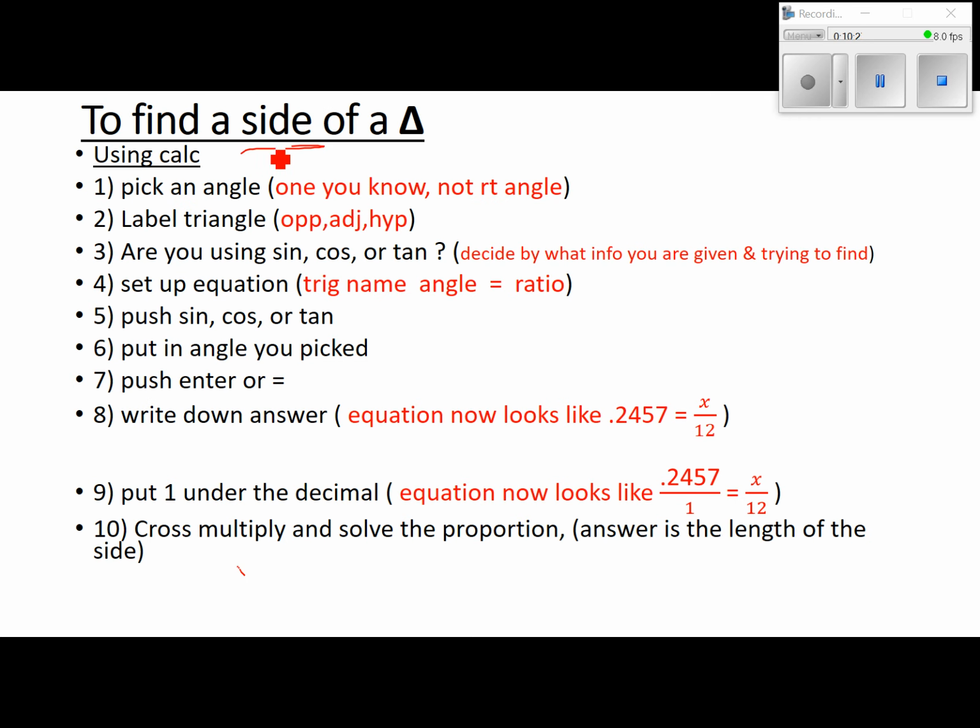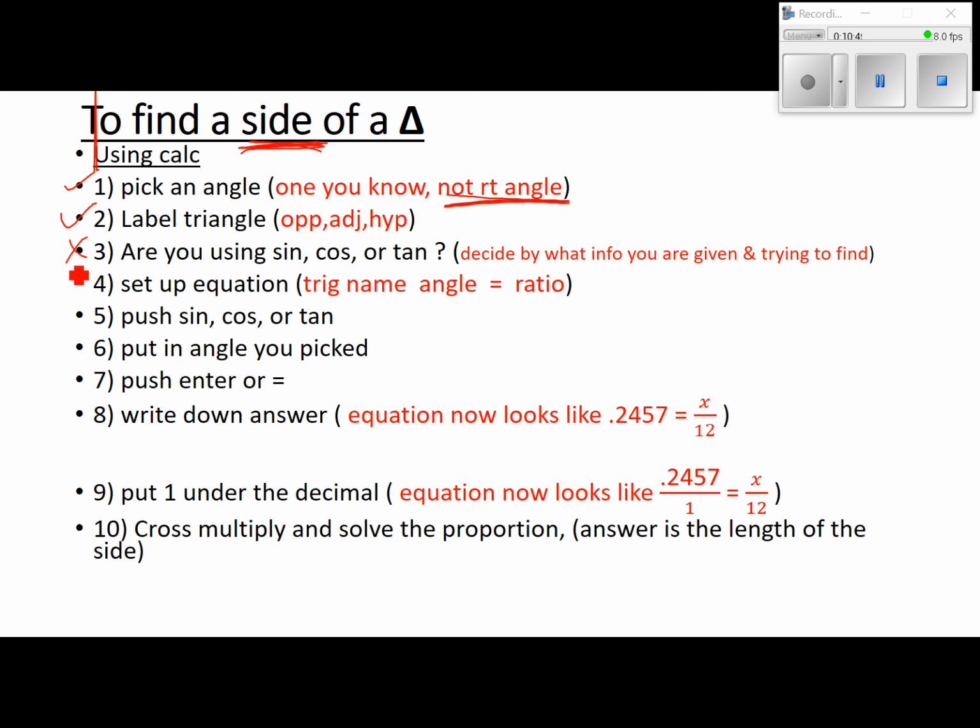If you're trying to find a side in a triangle, these are the 10 steps to find a side in the triangle. You pick your angle, just like we said on the last one. Label the triangle, opposite, adjacent, and hypotenuse, according to the angle you picked. I should go back to number 1. You can't pick the right angle. It's got to be one of the 2 acute angles.